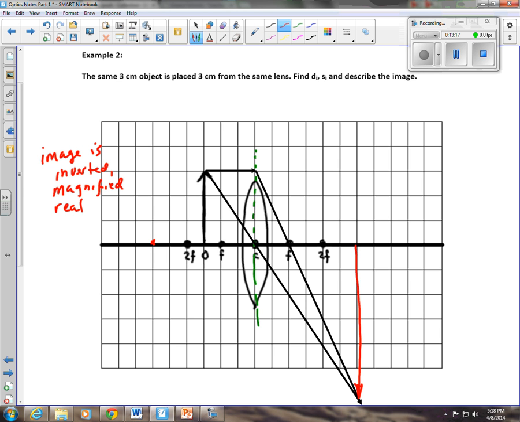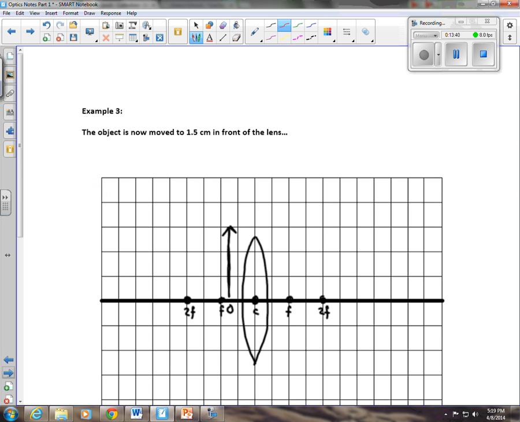So this is a projector, right? With a projector, you want a big image that you can put on a screen. You'll notice the image is upside down, though, so when you put the film in the projector, you have to put the film in upside down so that the image flips over and is right side up. That 2F was a turning point. If the object is outside of 2F, I get a small image, and if it's between F and 2F, I get a magnified image.